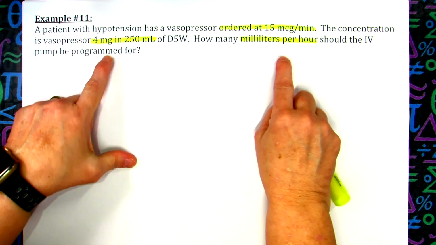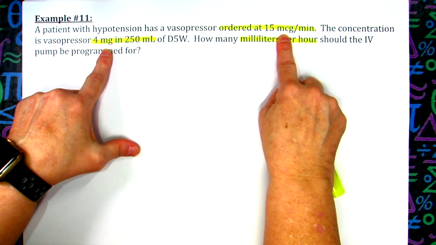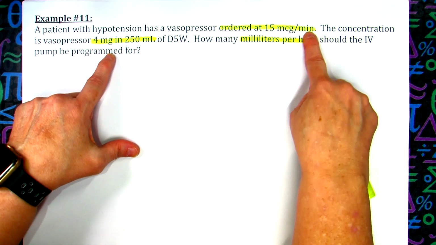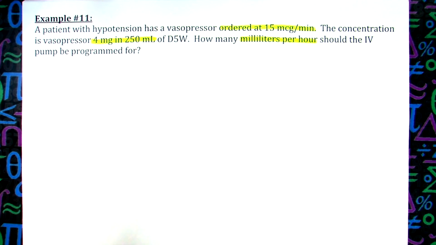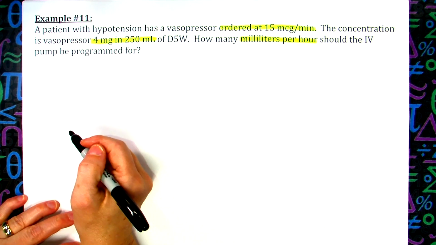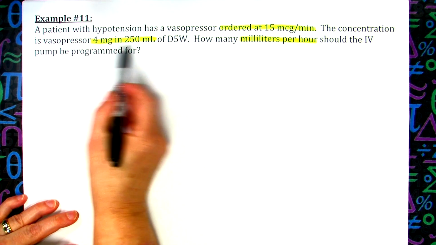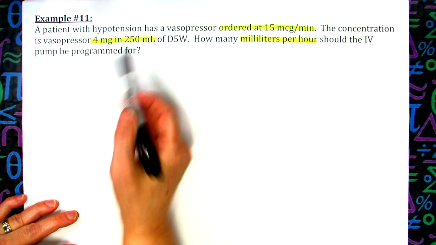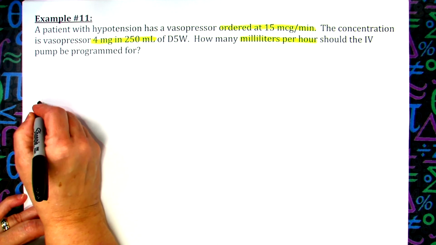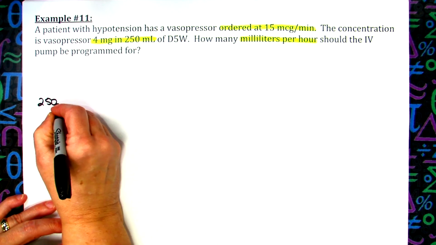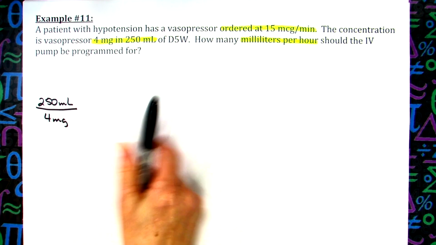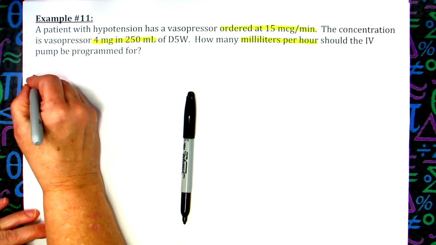Okay, so we've got to deal with a difference here of milligrams and micrograms. So that's going to have to be put out, okay? And then minutes here, hours here, so we're going to have to get rid of that as well. Okay, so let's start with our available concentration. Our available concentration is the 250 milliliters in 4 milligrams. And I want milliliters per hour, so definitely going to put that milliliters on top. So I'm going to have 250 milliliters over the 4 milligrams. And that is the available concentration.